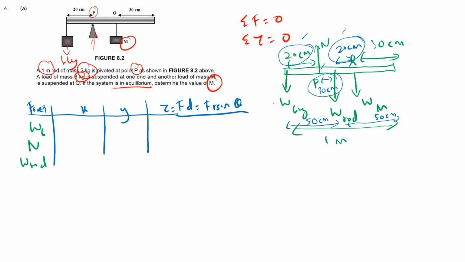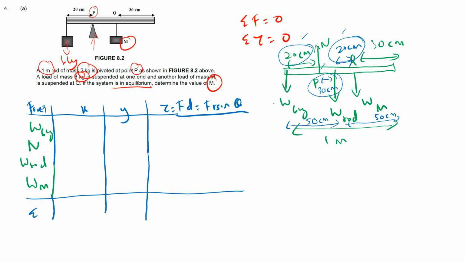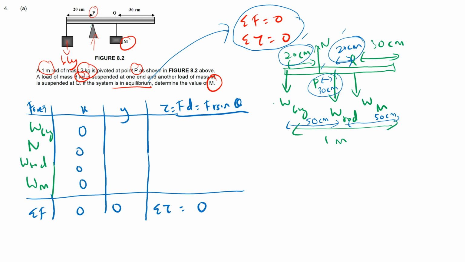Ni W6 kg, W6 kg, W root and WM. Okay, so lepas tu kita akan buat submission lah. So ini submission F00, submission torque sini akan 0 lah. Kenapa 0? Again, because the word equilibrium. So dia equilibrium, so dia akan jadi 0 lah. Okay, X, nothing, 0, 0, 0. Tak ada langsung dekat X.